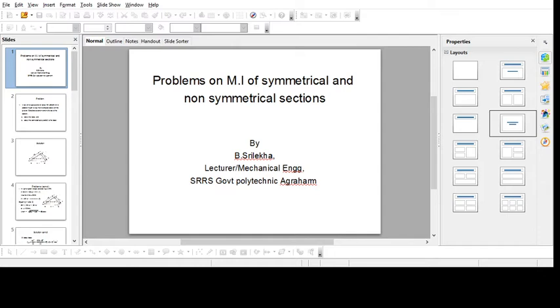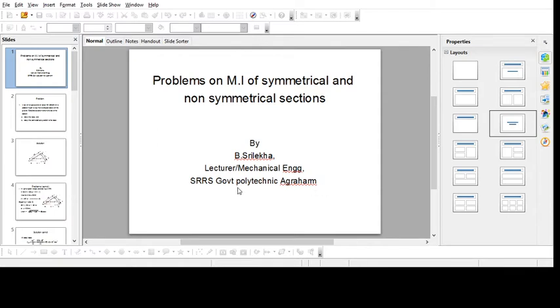What do we need to do first? First, we have to divide the given section into definite simple planar areas. After dividing it into simple plane areas, we have to find the individual areas. So this is a channel section C. If I am dividing it, I will cut like this. So this is one section.